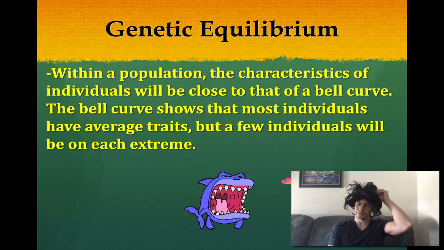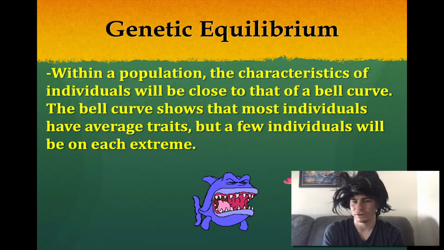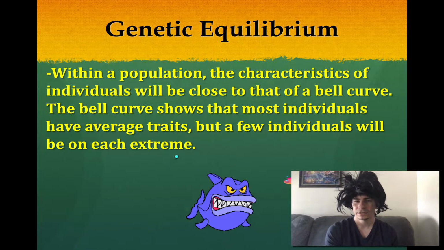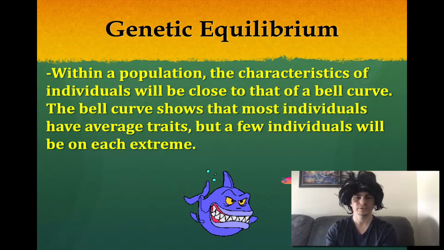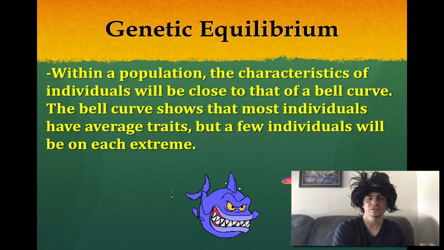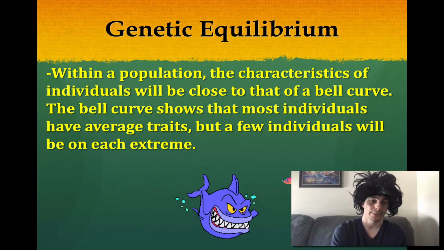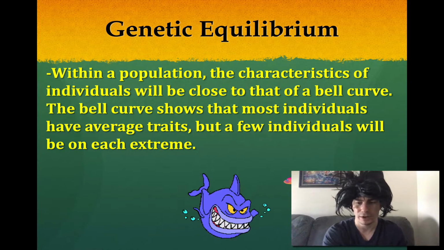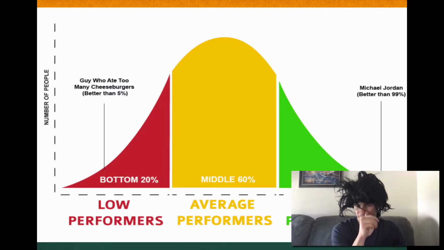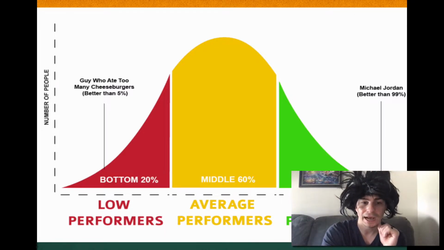So within a population, guys, you're going to see it's going to be a bell curve. There's going to be some average people, there's going to be some really like high performers, and there's going to be some really low performers. And this is within any population. And we actually want this, and I'll show you why later. So here's what the bell curve looks like, guys. It looks like a bell, all right?